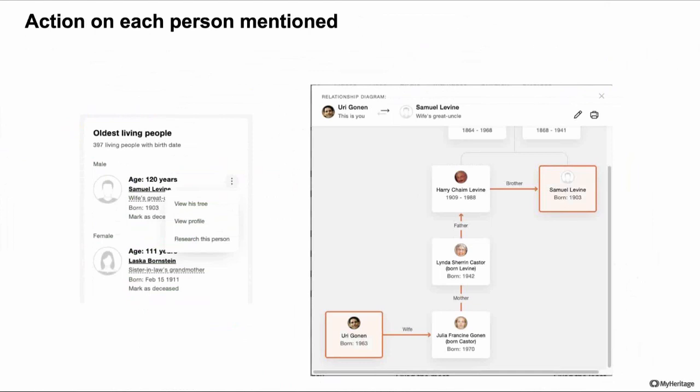If I go here into that person, I can click and look at their tree, and I can see who this person is. And then I can see, yeah, he was born in 1903. Maybe I should figure out that he's deceased, or maybe ask my wife or her mother to confirm the fact that this person is deceased. So this also tells me who is the closest person that I should talk to find out more information here.